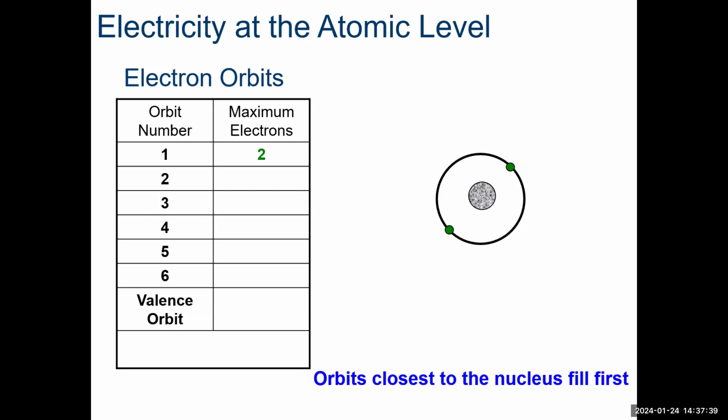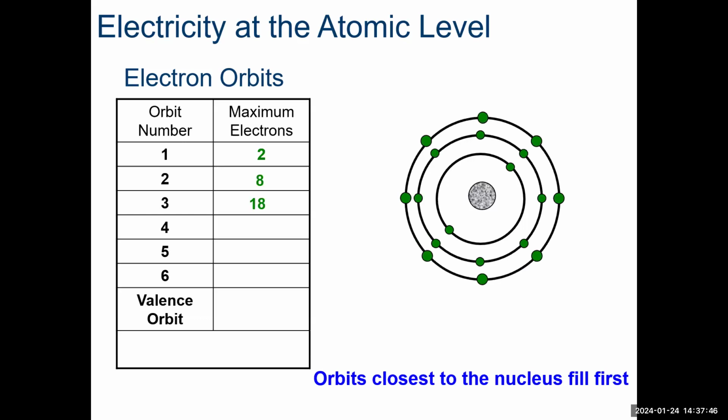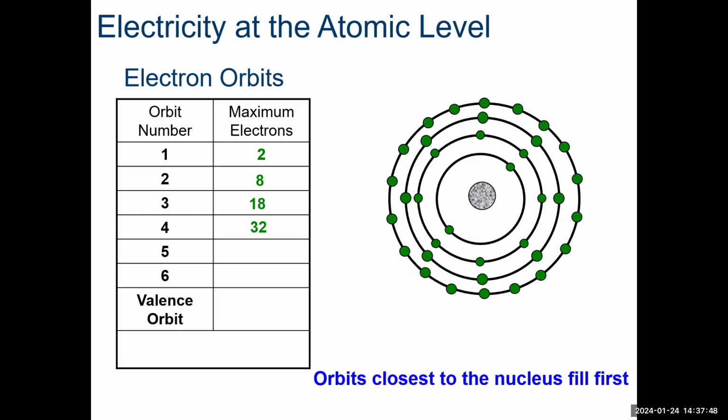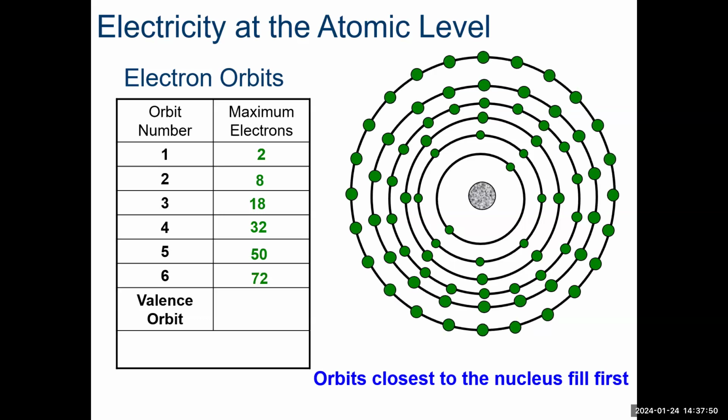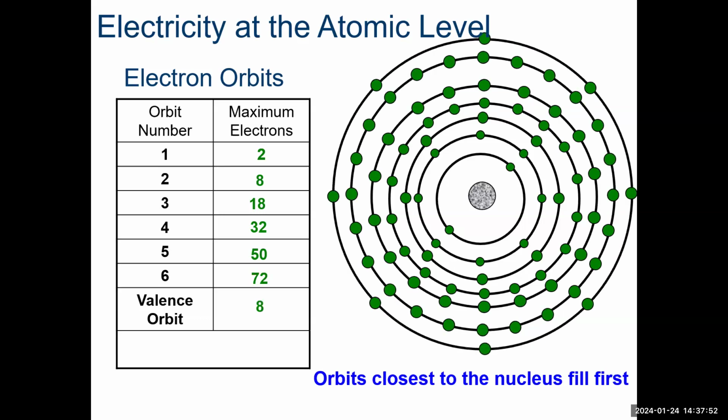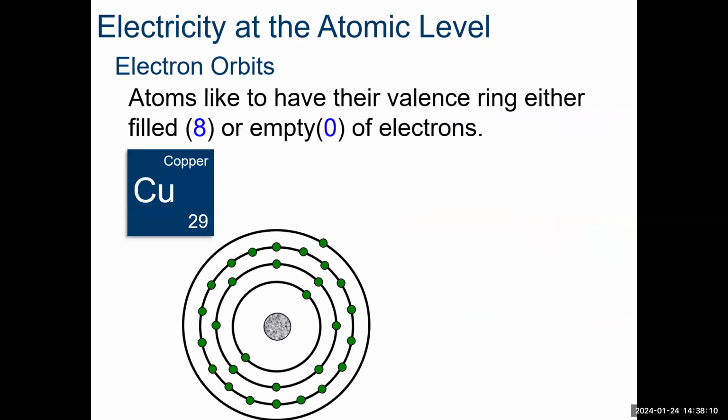So here's an atomic level look at this atom. As we get more rings, there are more electrons. But the outermost ring is the valence orbit, right? The ring closest to the nucleus will fill first. This one happens to have 8 in the outer ring. We'll talk about that in a second.